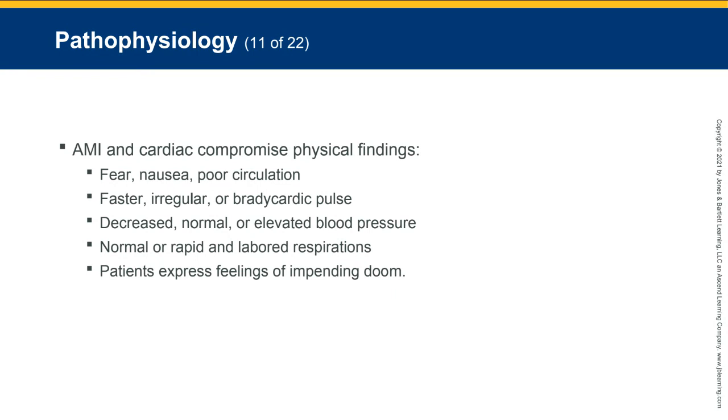AMI and cardiac compromise physical findings. So look for fear, nausea, poor circulation, faster, irregular, or bradycardic pulse, decreased, normal, or elevated blood pressure, normal or rapid and labored respirations. Patient may express feelings of impending doom. They may literally tell you that they feel like they're gonna die, or they don't feel well. They don't feel like they're gonna survive this at all.